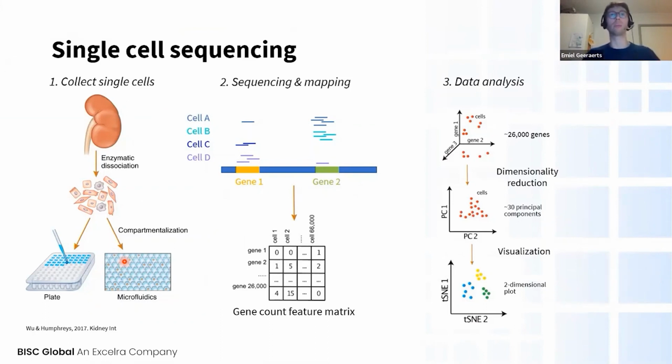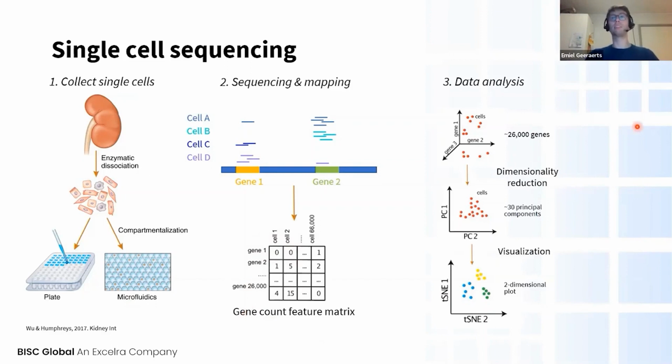After that, you can map that to the transcriptome, and then you'll end up with what's called a gene count feature matrix, or count matrix for short. This is a very large table where the columns represent the individual cells and the rows represent the individual genes. And so for each cell, you have the measured amount of mRNA molecules for each gene. As you can imagine, this table is very large.